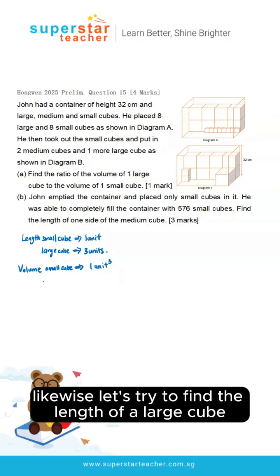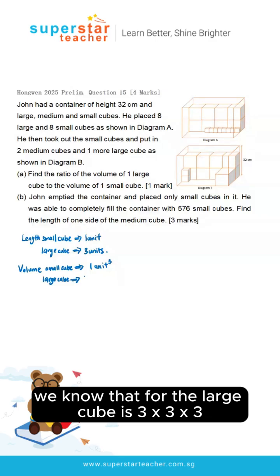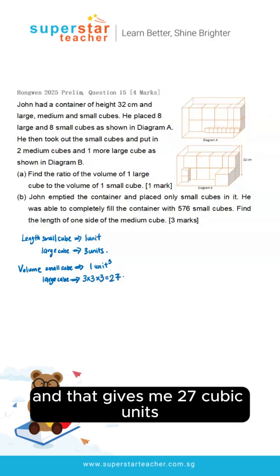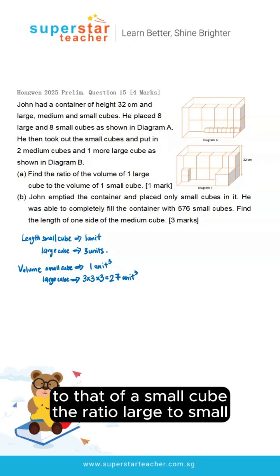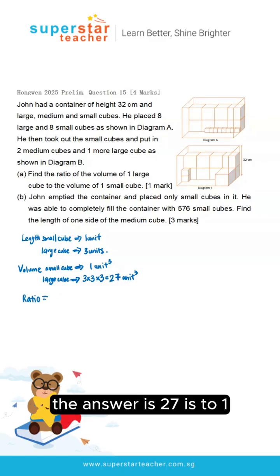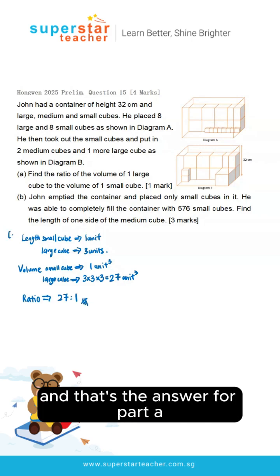Likewise, let's try to find the volume of a large cube. We know that for the large cube it is 3 times 3 times 3, and that gives me 27 cubic units. How do we find the ratio of the volume of a large cube to that of a small cube? The ratio large to small, the answer is 27:1, and that's the answer for part A.